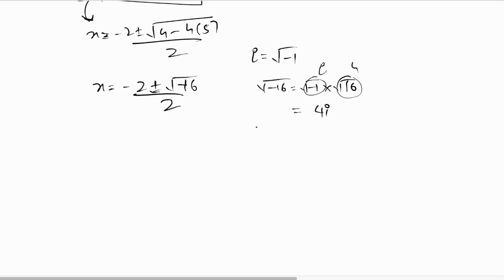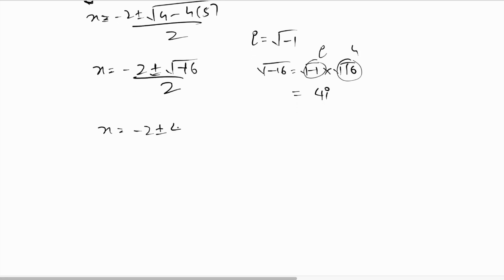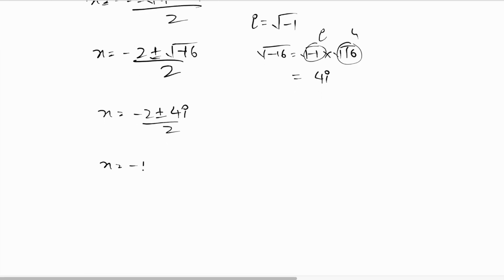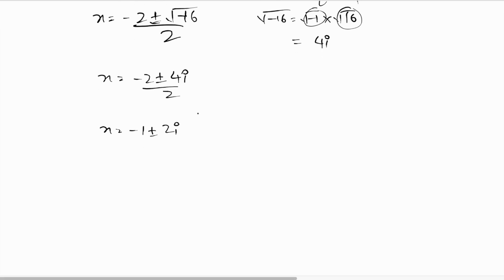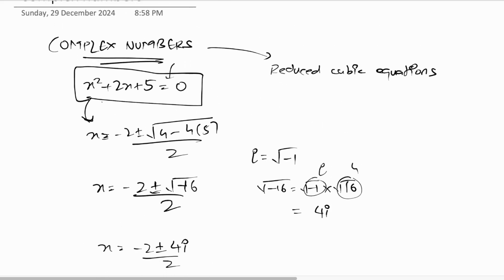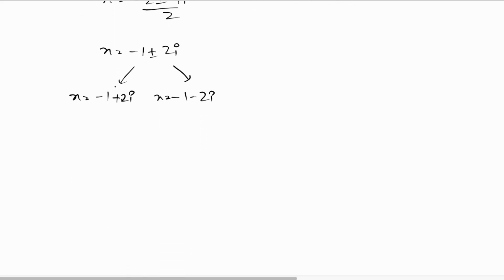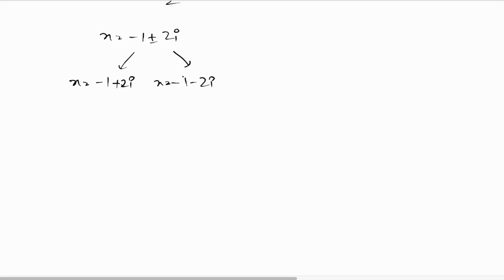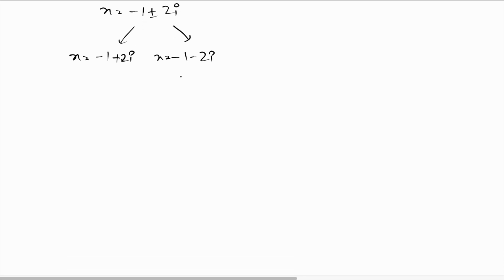So I get 4i. So x equals minus 2 plus minus 4i over 2, and x equals minus 1 plus minus 2i. So in this case, the two roots of my quadratic equation are x is equal to minus 1 plus 2i and minus 1 minus 2i. So when there's a quadratic with real coefficients, in this case my coefficients are 1, 2, and 5, both the solutions are complex numbers. So I get minus 1 plus 2i and minus 1 minus 2i. We'll study this more in detail when we study complex numbers involved in polynomials.